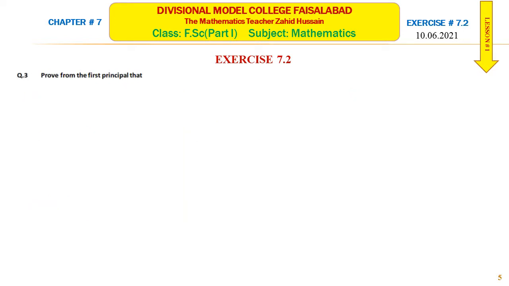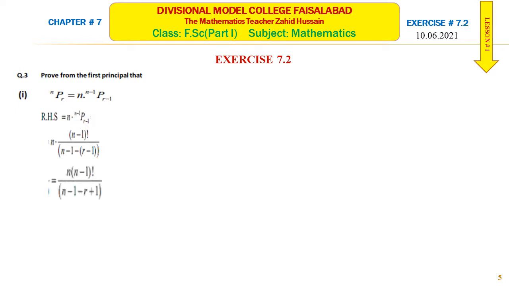This is question number 3. Prove from the first principle that nPr is equal to n into (n minus 1)P(r minus 1). Take its right hand side. This is n into (n minus 1)P(r minus 1). Use the formula to write this, which is n into n minus 1 factorial, and in the denominator we will take the factorial of n minus 1 minus the difference of these two.